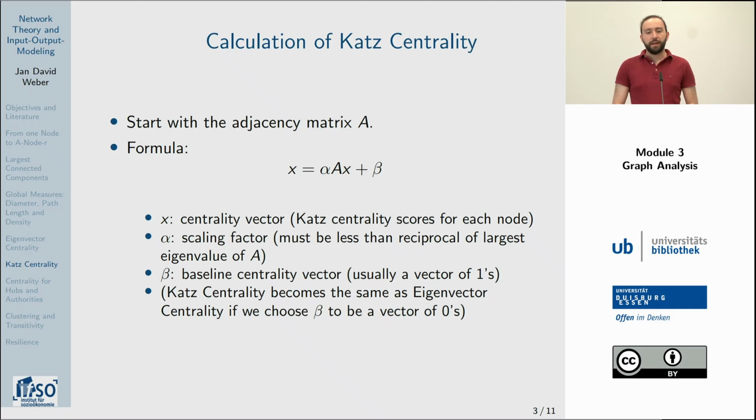And we have the fact that the Katz centrality becomes the same as eigenvector centrality if we choose beta to be exactly a vector of 0. So we adjust the whole thing a little bit.